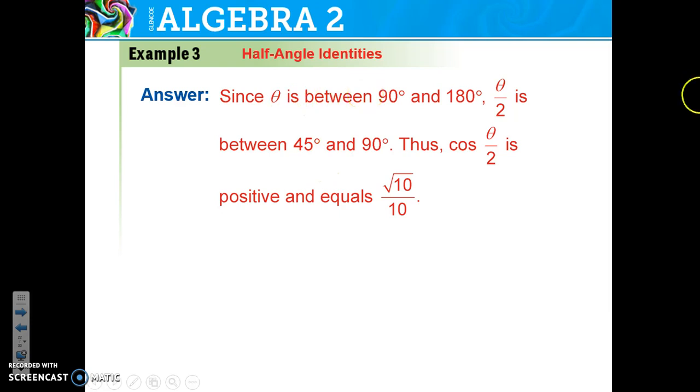Now here's where that whole quadrant thing can be a little tricky. You just have to be careful. Theta is between 90 and 180. So theta divided by 2 has to be between 45 and 90. So that means that the cosine of theta over 2, since theta over 2 is in the first quadrant, I'm going to use the positive cosine value.